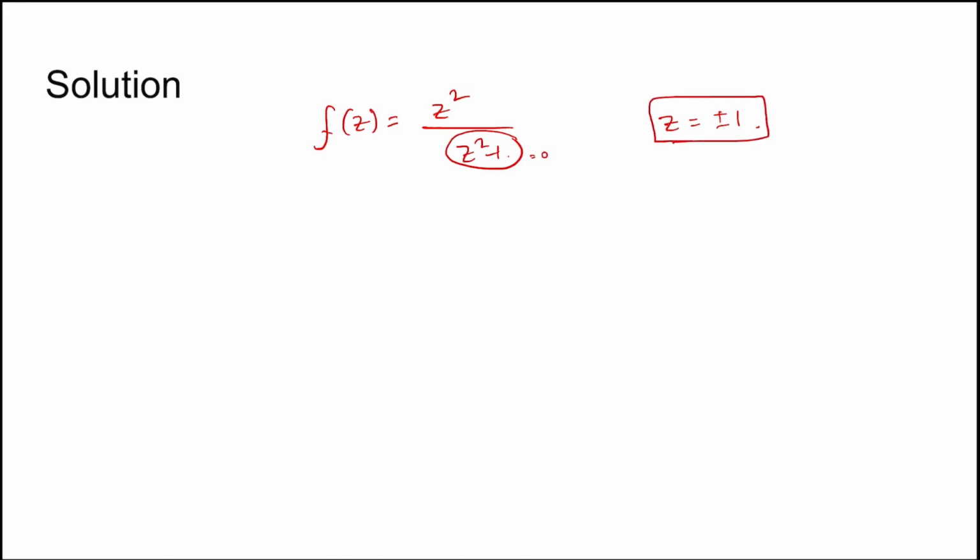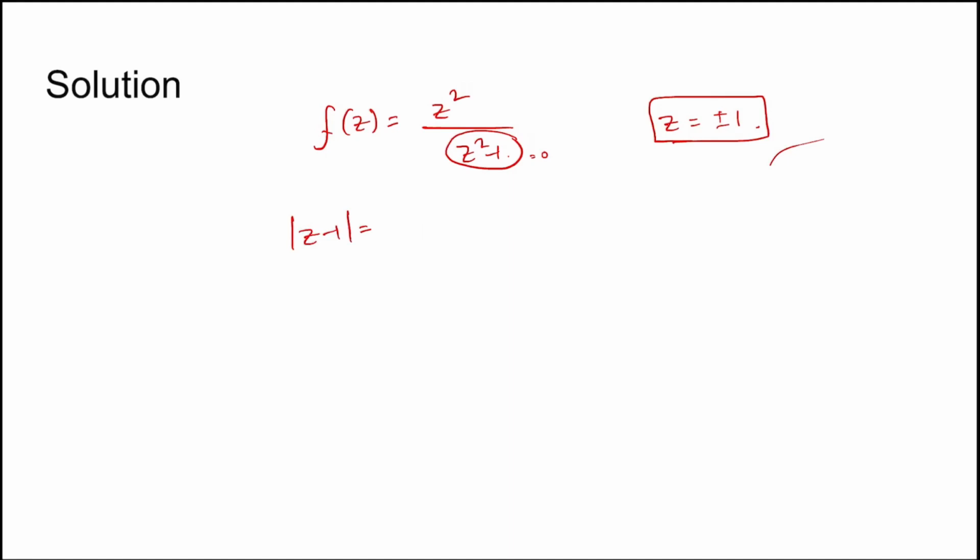Now coming to the solution, it is given that the function is f of z equal to z square divided by z square minus 1. Now the poles are at z equal to plus minus 1, because we just equate the denominator to 0 and then can find the values of the poles.